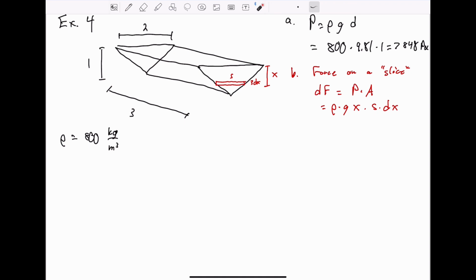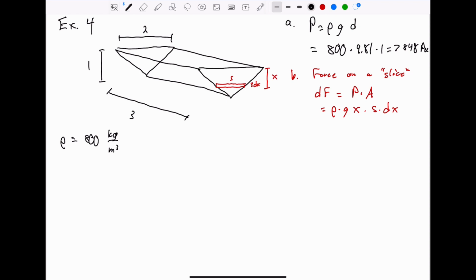Now we have a problem here. We have s, but we want everything to be in terms of the variable x. So we will use similar triangles to write s in terms of x. So let's start by drawing a cross section of this trough. This is a height of 1, this is a width of 2, and we have this small slice of the triangular face. This is a length s. This length is x from the surface, and so the height of this small triangle is the total height 1 minus x. So this height here is 1 minus x.